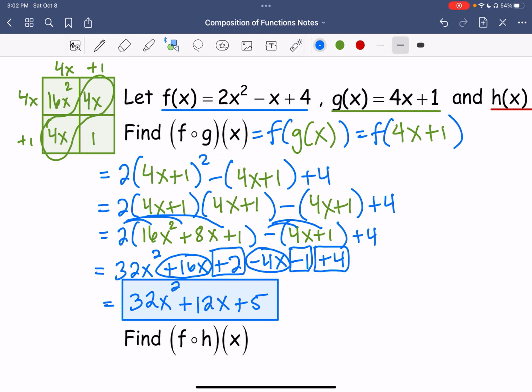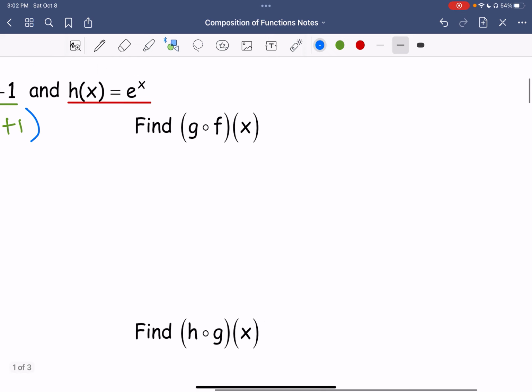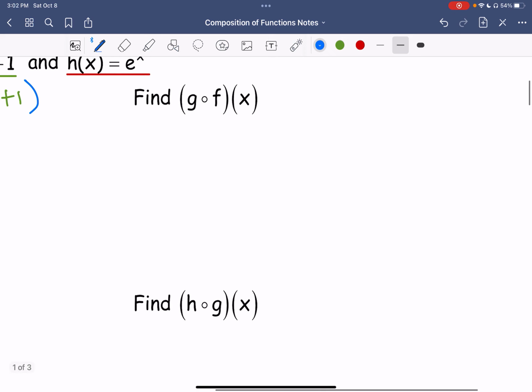So to recap, we put the function g into the function f everywhere there was an x, and then we just simplified it using PEMDAS. Okay, let's try another one, g of f of x. So I'll start by rewriting.